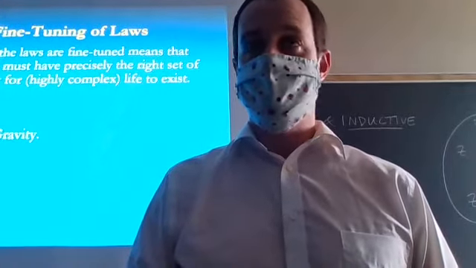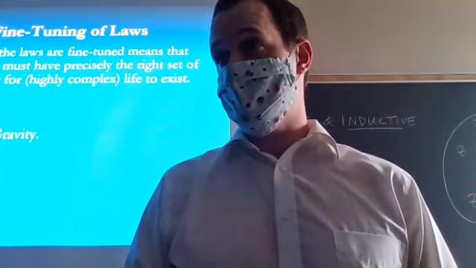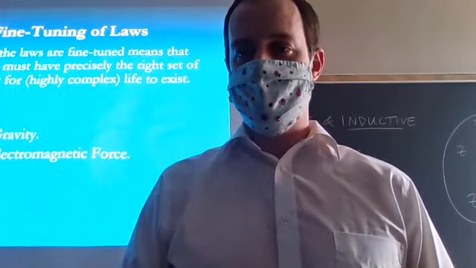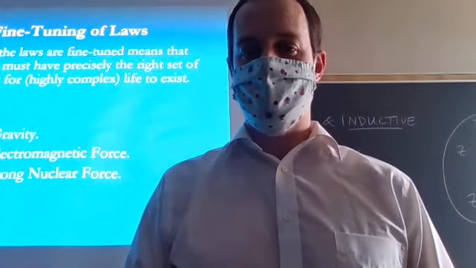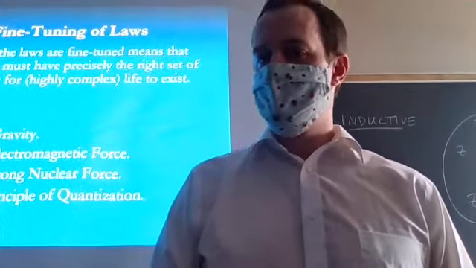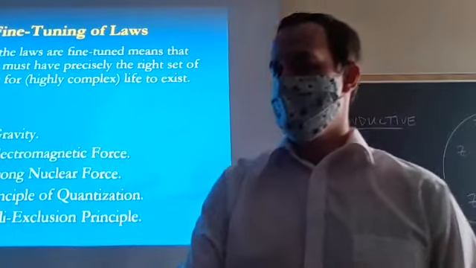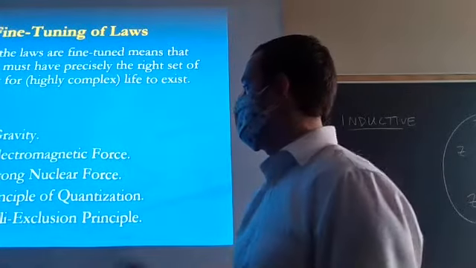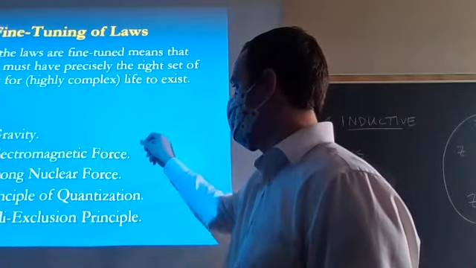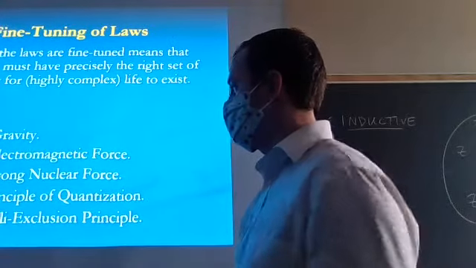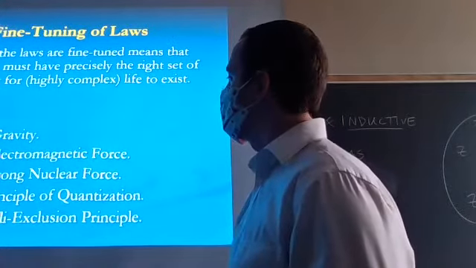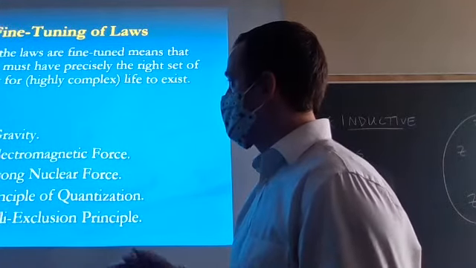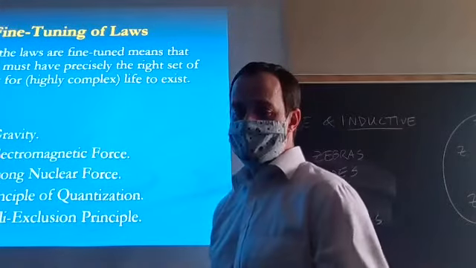Examples of such laws? Well, the law of gravitational attraction, like I mentioned a minute ago, but also other things like the electromagnetic force, the strong nuclear force, the principle of quantization, and we'll talk also about the Pauli exclusion principle. All of these have to be very finely calibrated within a particularly narrow range of possible structures in order for life to exist.